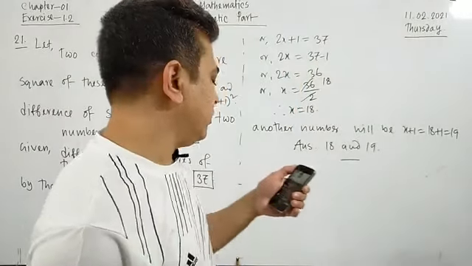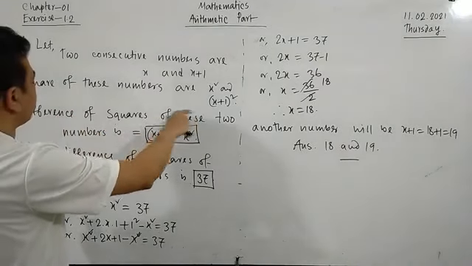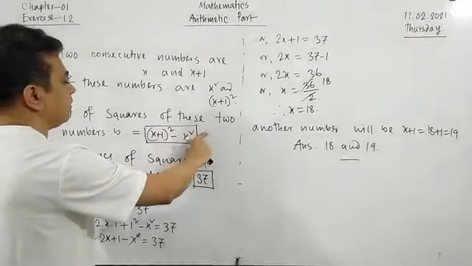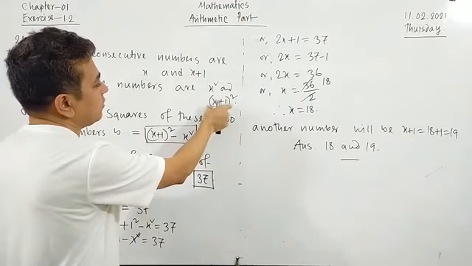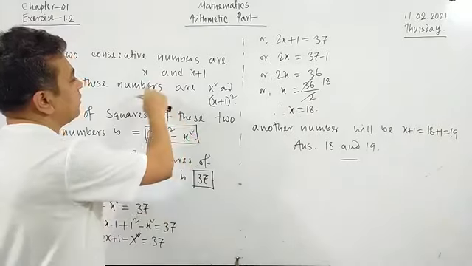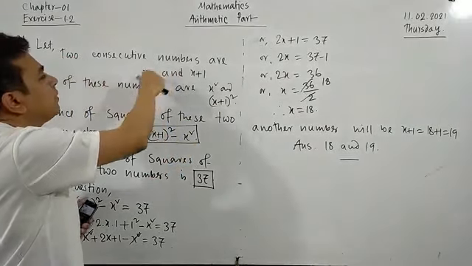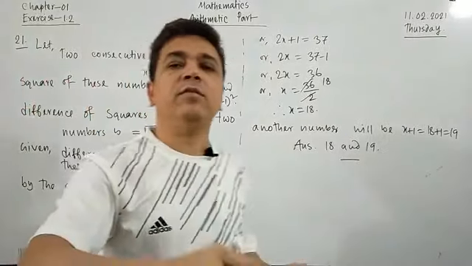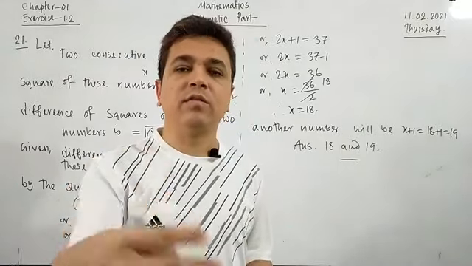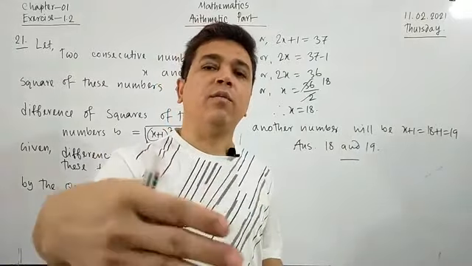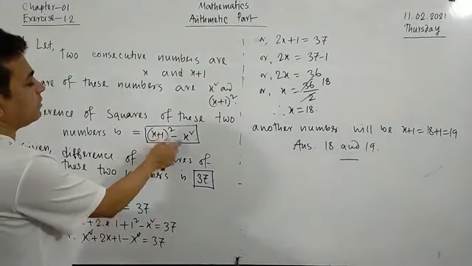Okay, you did not understand the middle part. Why? The difference of squares of these two numbers equals x plus 1 whole square minus x square. Do you understand this part? Because this one is the larger one, and this x square is the smaller one, because we have two consecutive numbers. For consecutive numbers, the first one should be the smaller one and the second one should be the bigger one. Consecutive means one after another, from smaller to bigger.